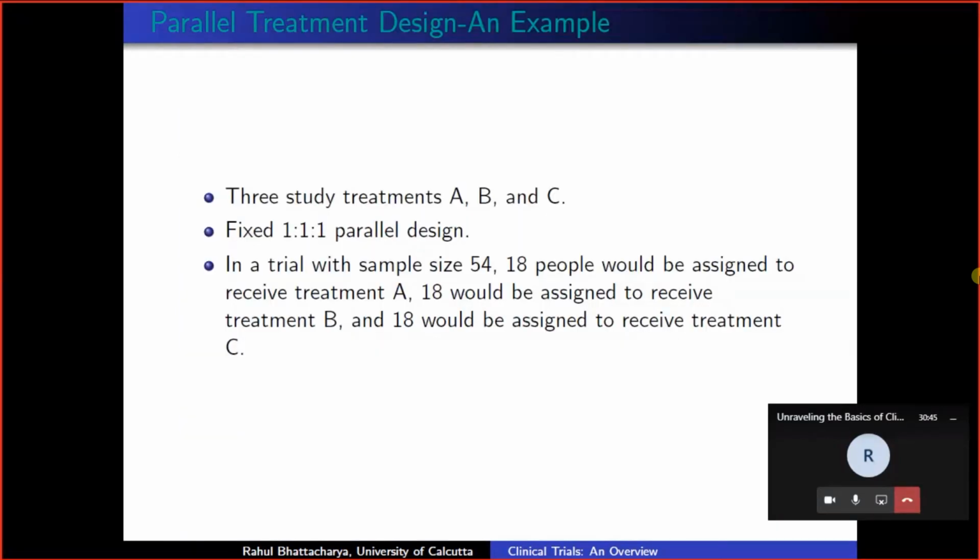Next is some example. Say we have 3 treatments, A, B, and C, and we want to employ a 1:1:1 parallel design, that is, an equal number of patients in the different treatment arms. So for example, if in the trial you have a sample size of 54, that is, 54 patients are to be assigned, then 18 people would be assigned to each of the treatments. That's why this is called a 1:1:1 parallel design.